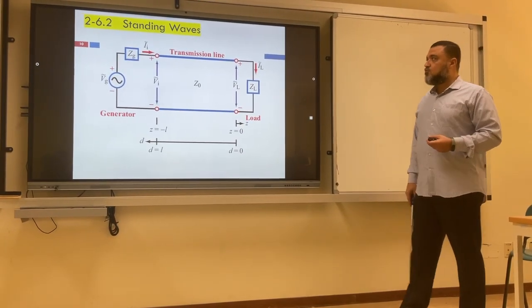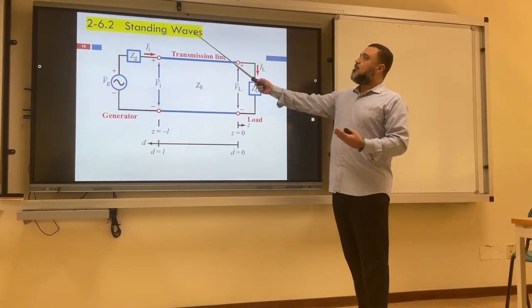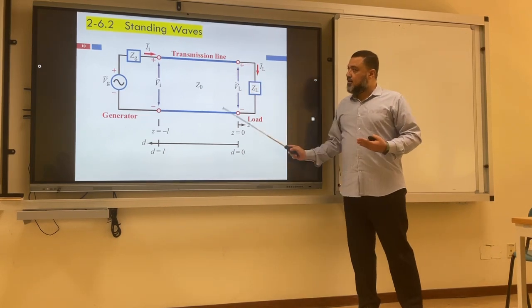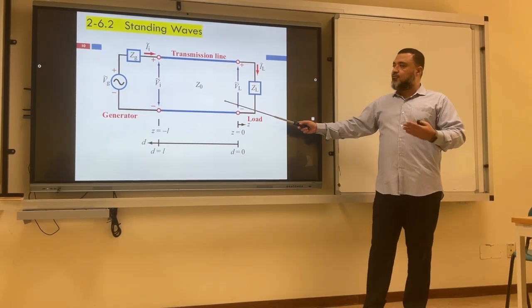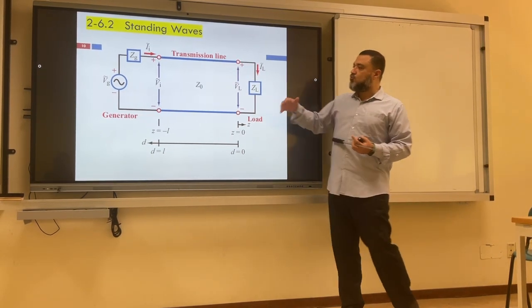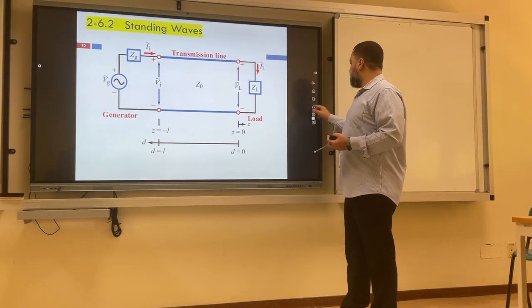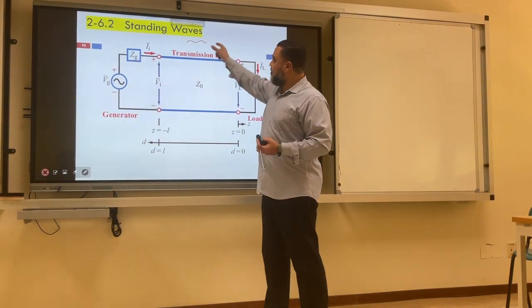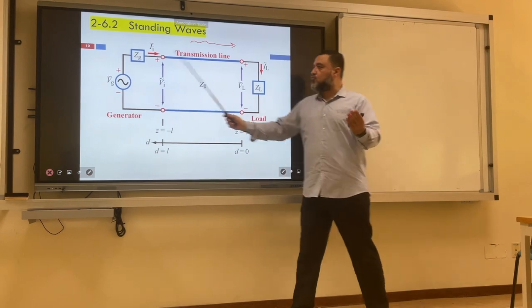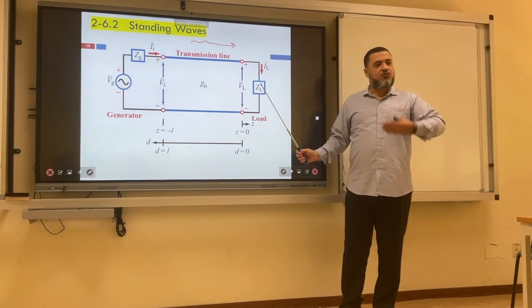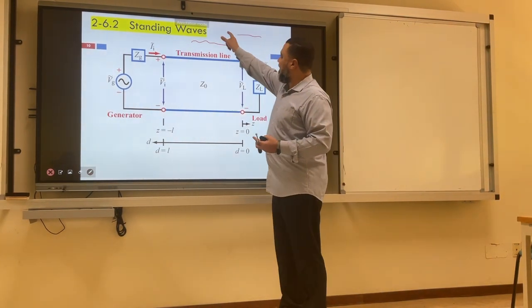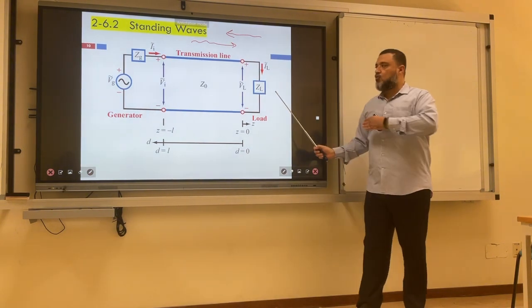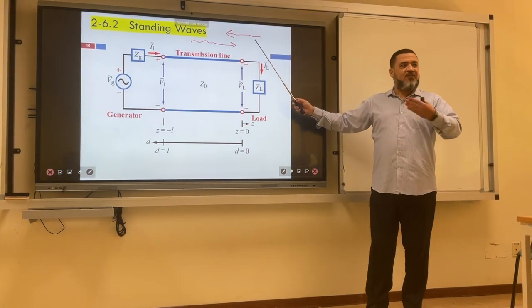Last time we started to speak about the standing wave along the transmission line. The standing wave is a result from the interference between two traveling waves. One wave goes from the generator to the load. This is a forward wave or incident wave. Another wave goes backward from the load to the generator, which we call the reflected signal.